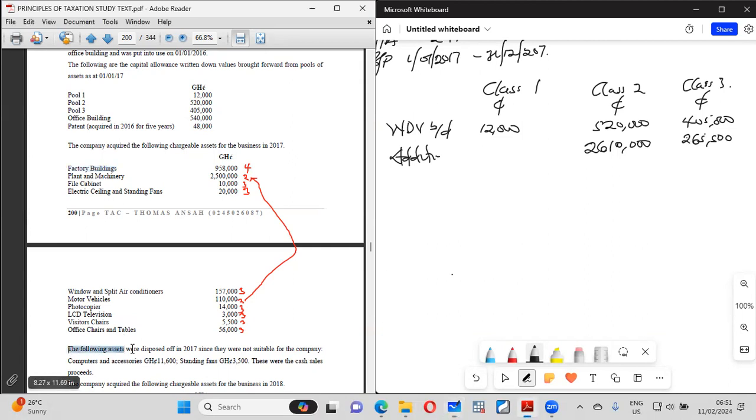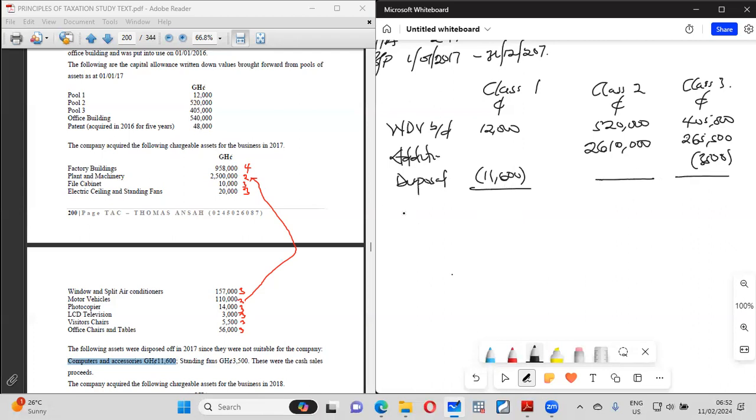Then they said that in the same year, some of them were disposed of. Computer was disposed of. So disposal. Computer we dispose of 11,600. Then standing fan. Standing fan was in which class? Class 3, right? So standing fan we dispose of 3,500. Okay, so is that all? The remaining information relates to 2018. So that is that.